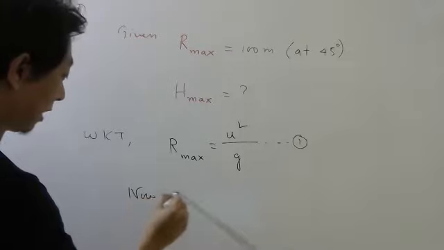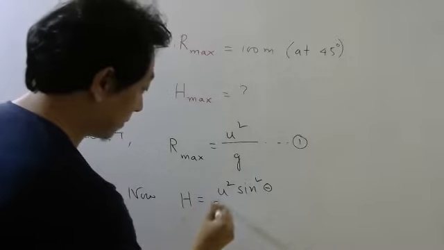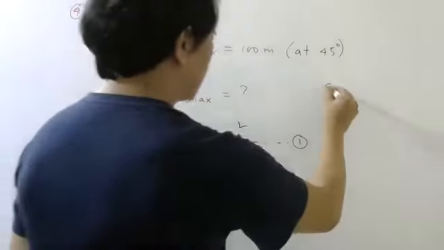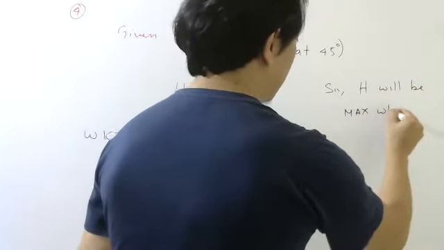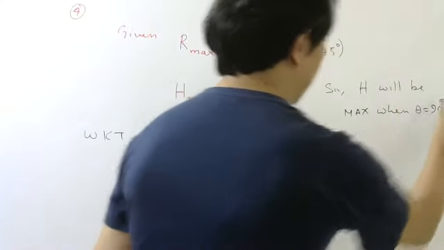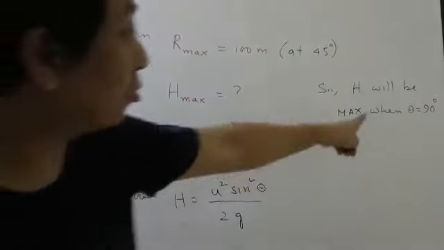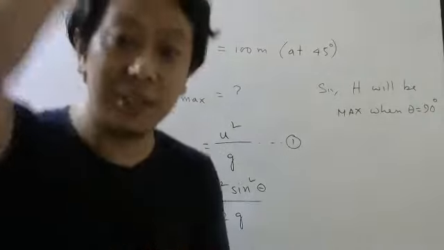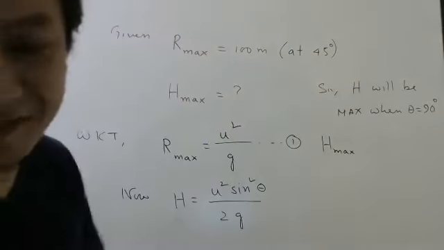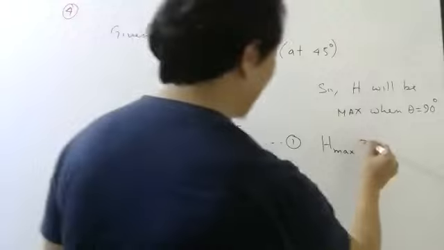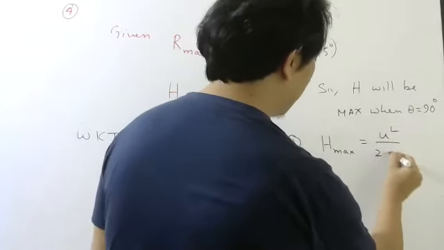Now, what is the formula for maximum height? U square sine square theta by 2g. So height will be maximum when theta is 90 degree. If you are allowed all angles, then you should always choose 90 degree for height to be maximum. So the maximum value of maximum height will be, put 90 degree here, sine 90 degree 1, so it will be u square by 2g.